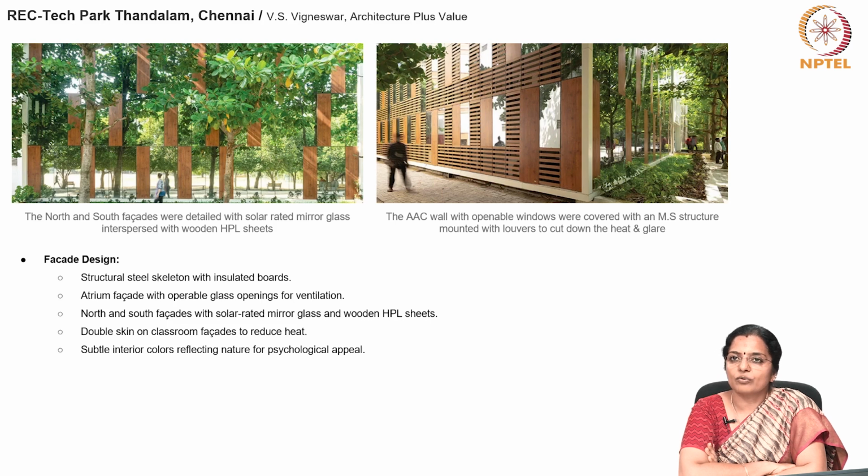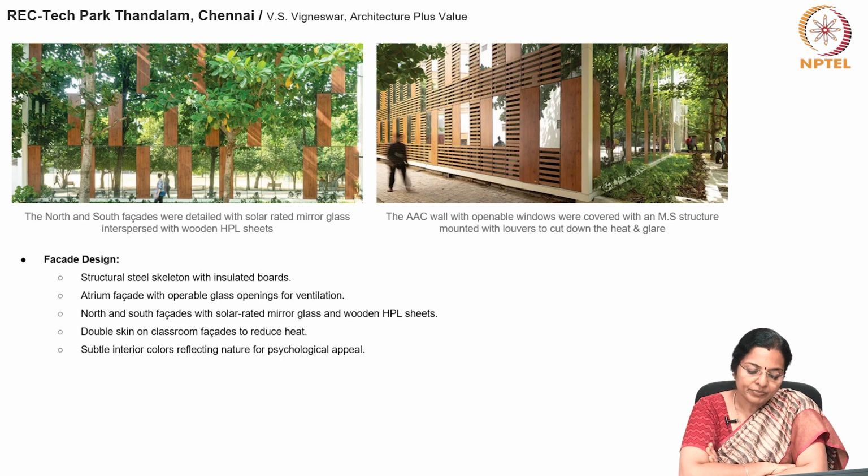These facades of the classroom had an external double skin which cuts the heat. The AAC wall with openable windows were covered with a MS structure mounted with louvers to cut down the heat and glare. Also, the services were allocated between the two skins, which provided an additional thermal buffer and provides a way to conceal the otherwise ugly and visible service lines in the building.